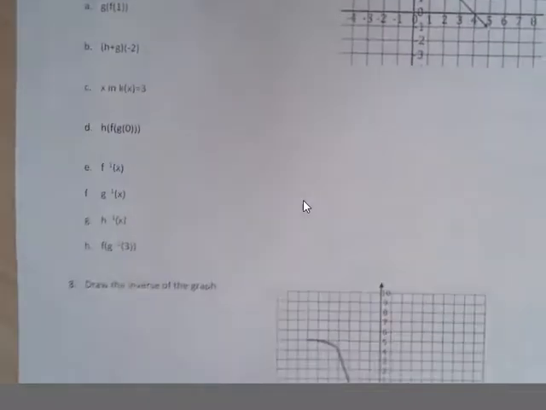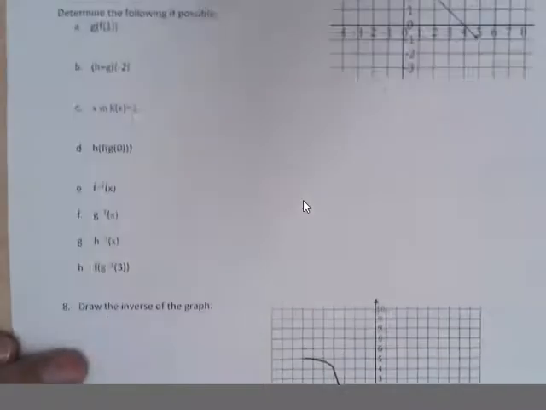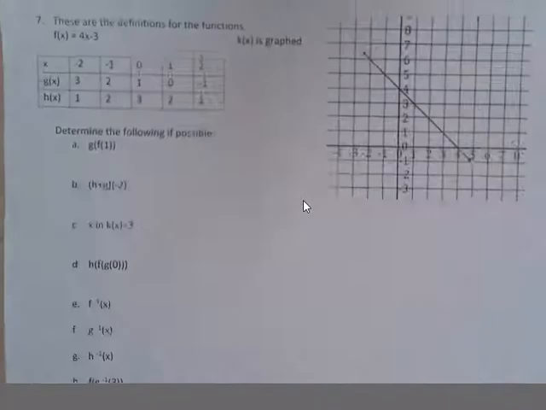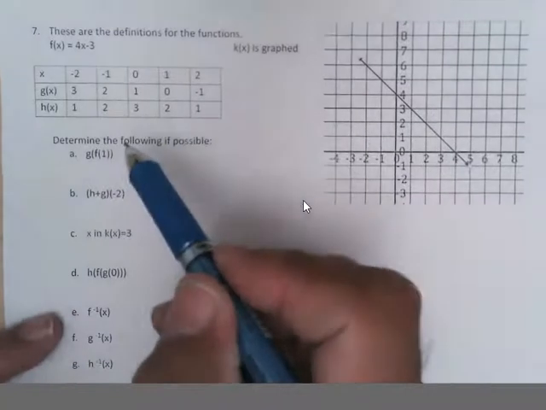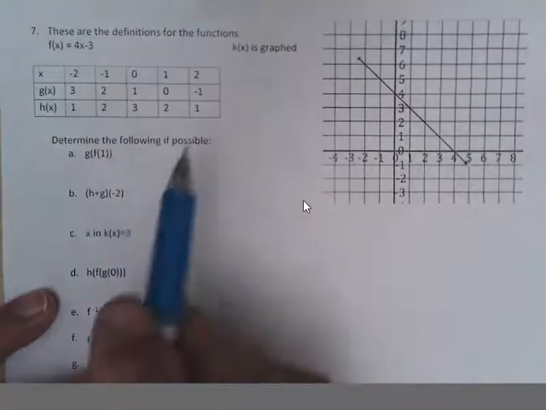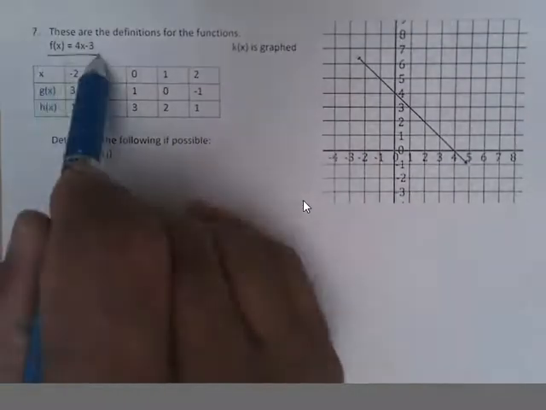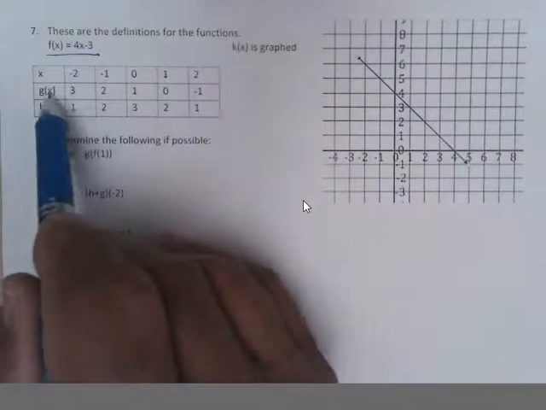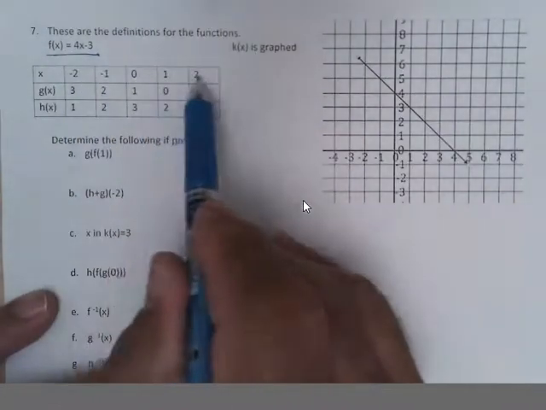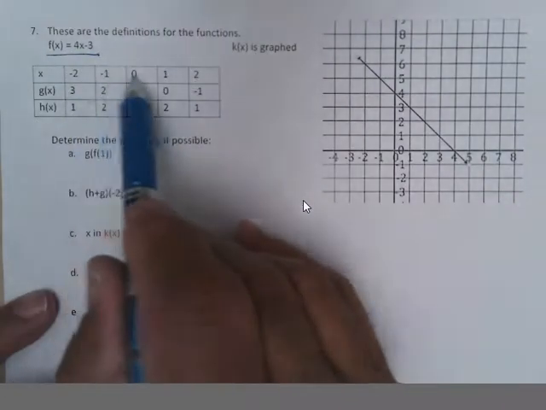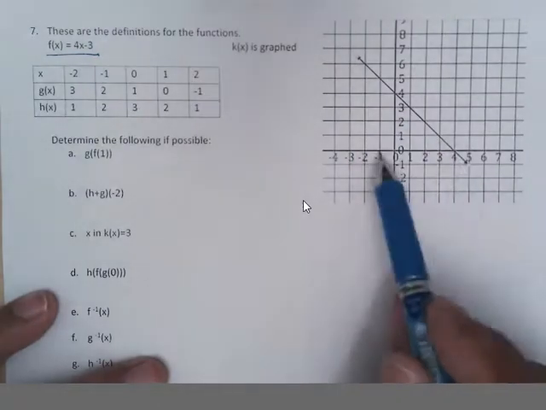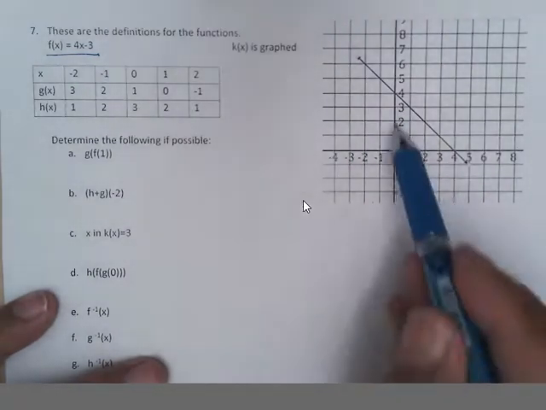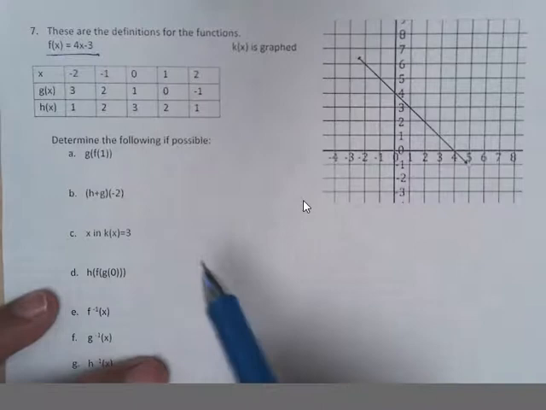Final page, page 4. Hopefully I make it through this and the lights don't drive you nuts. Okay, here's F, here's G for these X's, H for those X's, and K is this line for these X's. These are the heights for those lines.